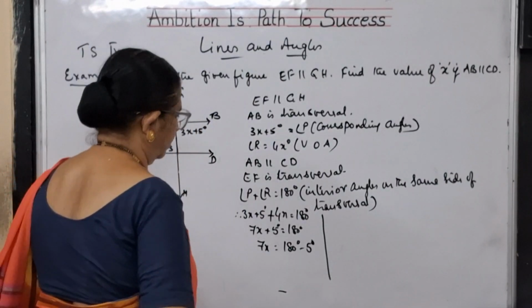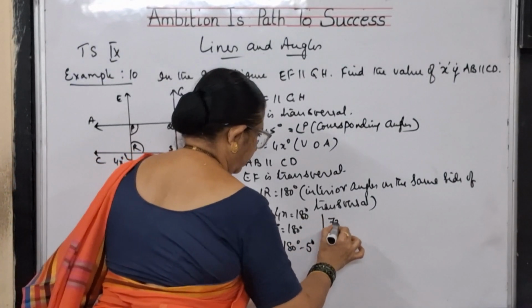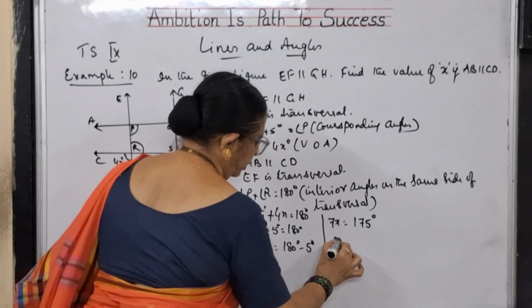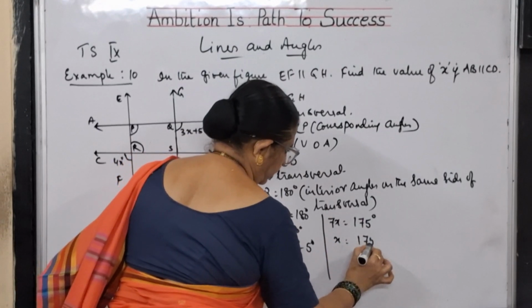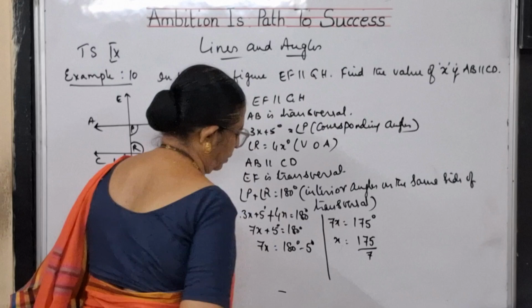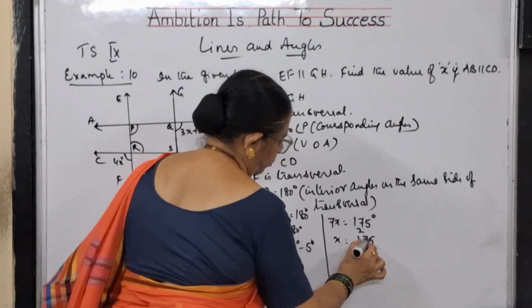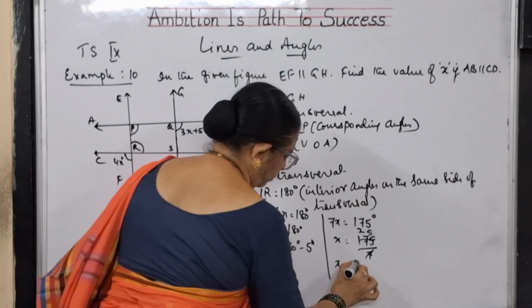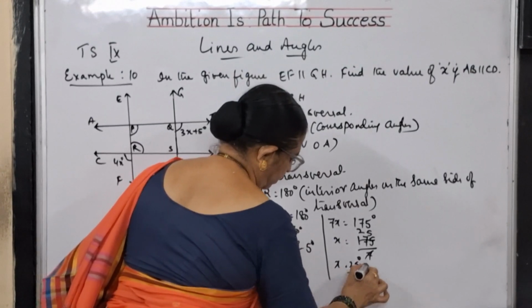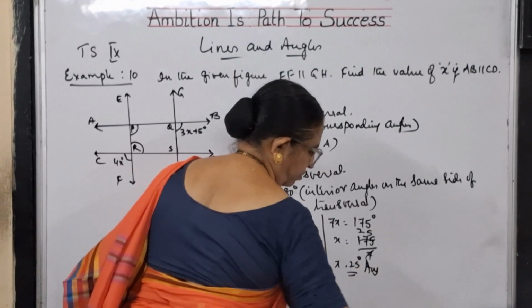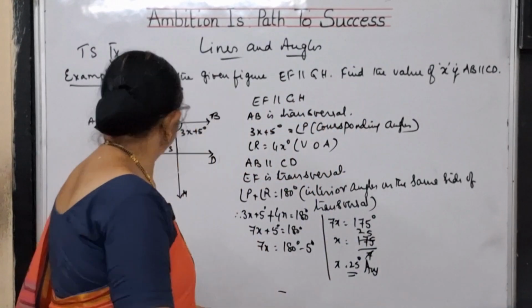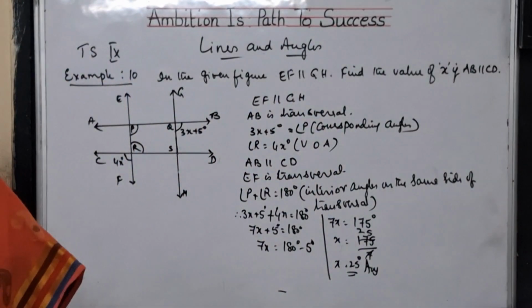That means 7x is equal to 175 degrees. What is x? 175 by 7. 7 2s are 14, 7 5s are 35. So x is equal to 25 degrees is the answer, children. Please copy it. This is example 10.